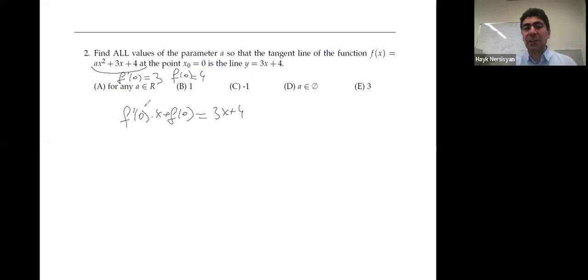Now let's pick the correct answer: a equals 1, a equals -1, there's no such a, or a equals 3. As the derivative of this function is always 3 at point 0, and the value of this function is always 4, the tangent line is 3x plus 4 regardless of the value of a. Always we have this case.